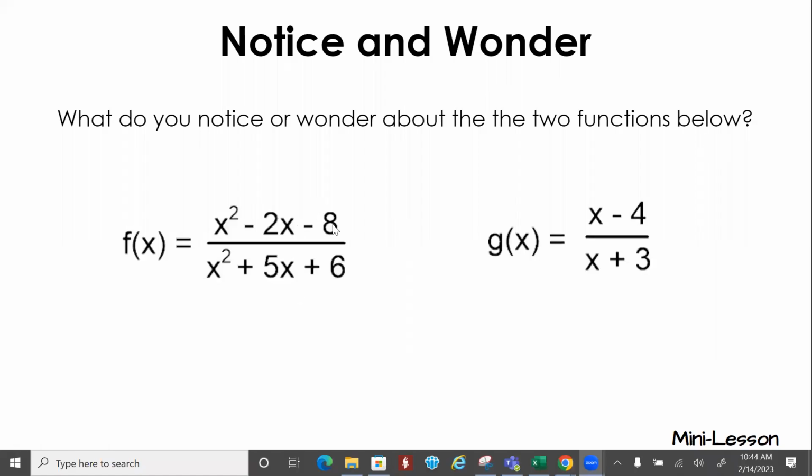So this was the first thing that we had at the beginning, where we simplified. What did we simplify this guy to? Okay, so we simplified that down to x minus 4 over x plus 3, right? Which is the same thing that's over here, right? Okay, so my question is, do these graph the same?